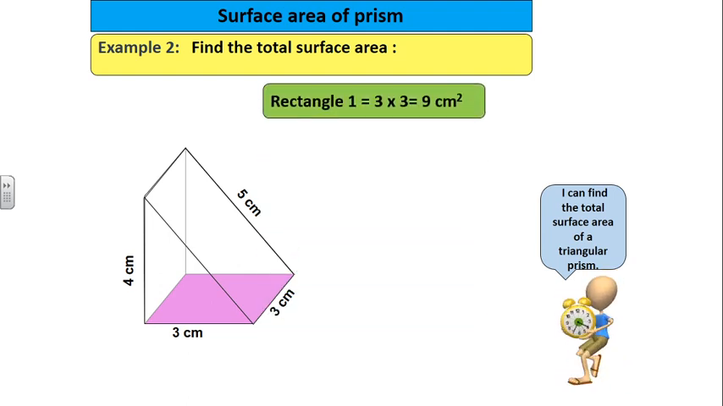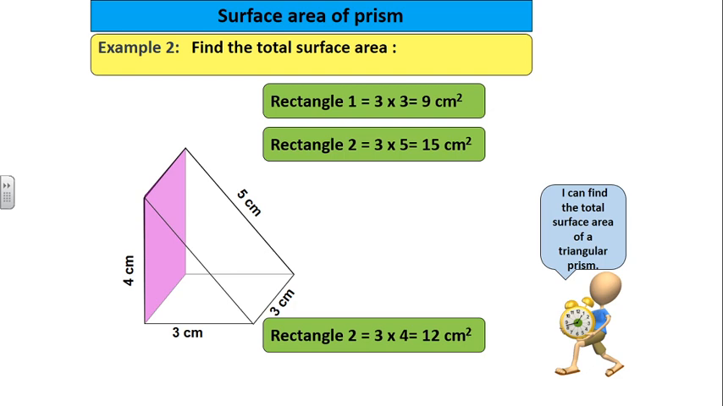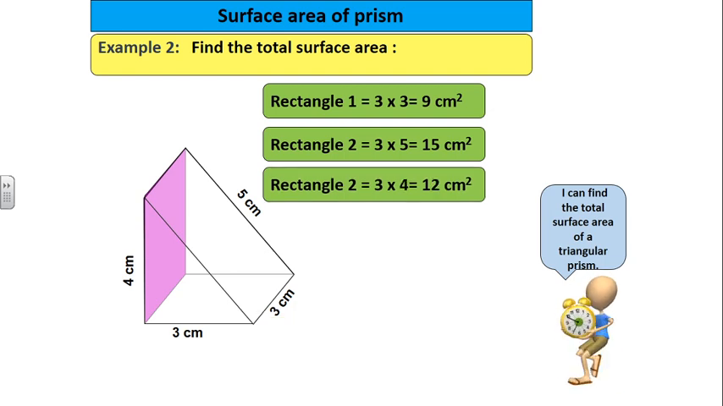So the bottom rectangle is going to be 3 times 3, which is 9. Okay, now the next rectangle, doesn't matter which order you do them in, but the slanted rectangle is 3 times 5, which is 15. And the remaining rectangle to look at, which is this one, is going to be 4 times 3, which is 12. So you should always have 3 rectangles that you've done. Okay, you should have 3 rectangles, and then you look at the triangles.